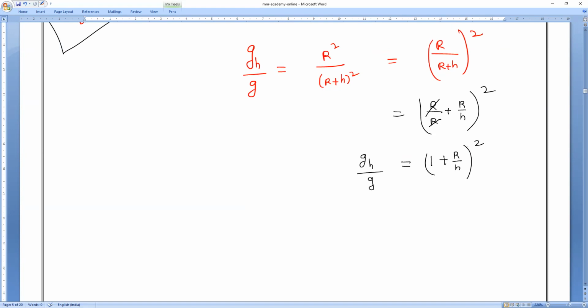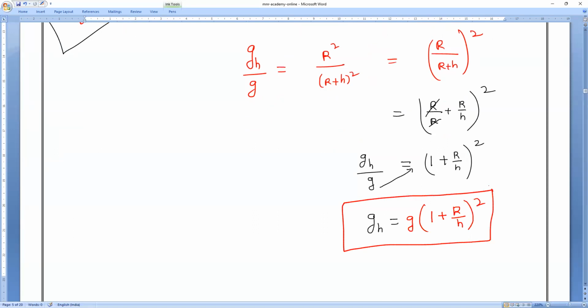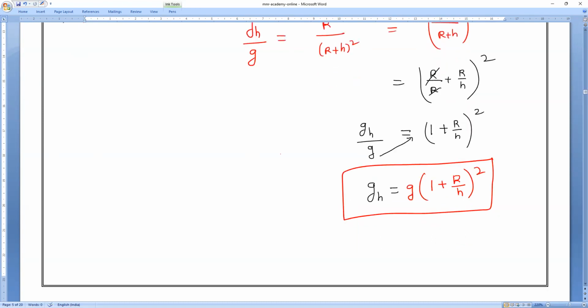Now let me write the reciprocal, or you can write it normally. So what is that, everybody? See here. g_h is equal to, this g is in division, and will come to this side. What will it become? Speak loudly, everybody. It will become multiplication. g into 1 plus R by H whole square. Any problem in this?